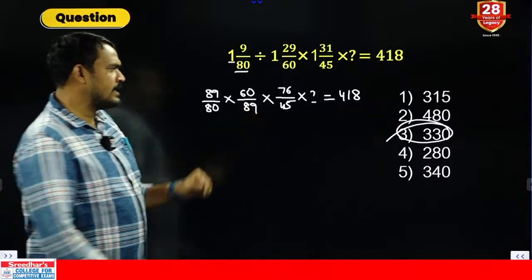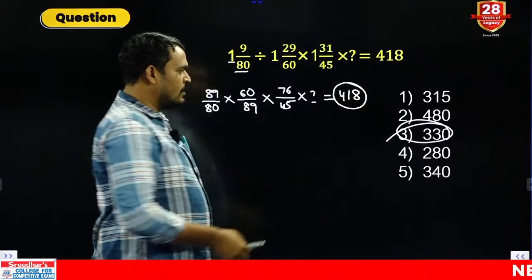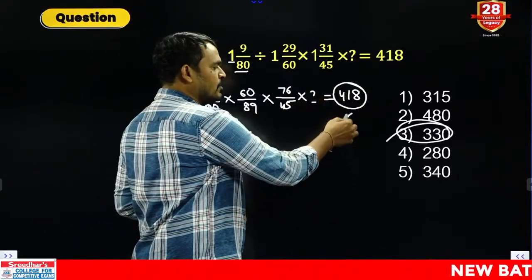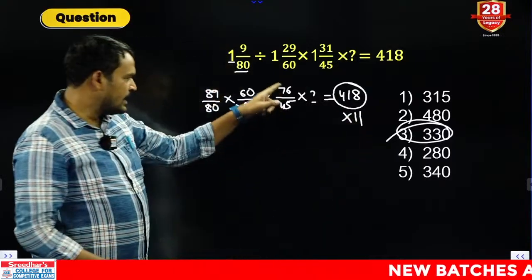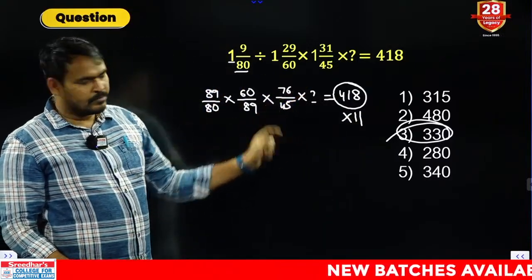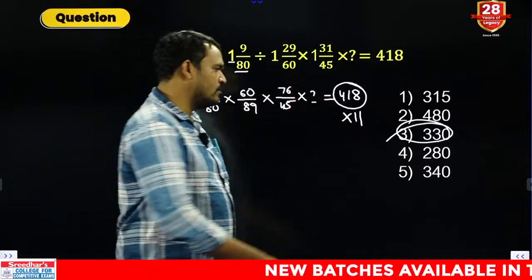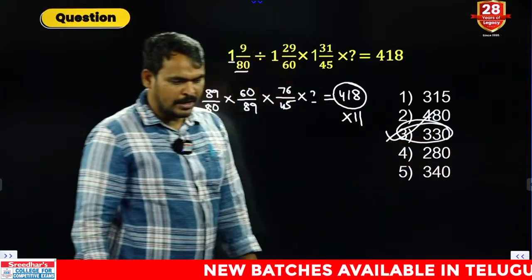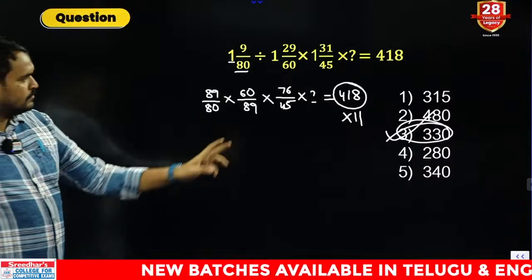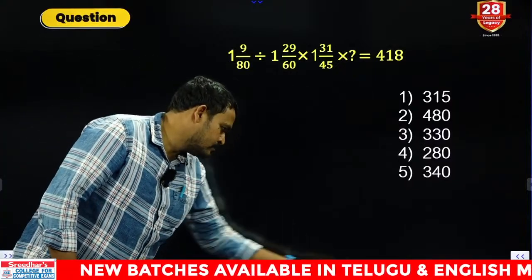418. What is the right hand side value? 418. That 418, it is a 11 multiple or not? It is a 11 multiple. Any cancellation in left hand side? No. Then answer is 11 multiple or not? How many options? Only one. Next question.